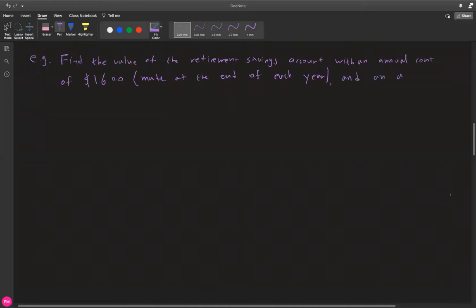And an APR of, let's say, 6.4%. So in this case, we're given a fixed contribution amount, and we're also given the APR. The only difference it's going to make is now the number of years that we're contributing. So let's say for 40 years.